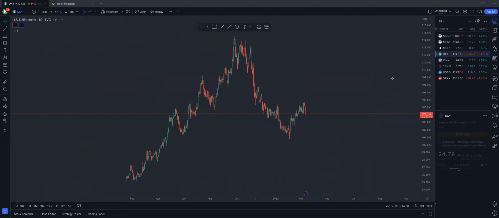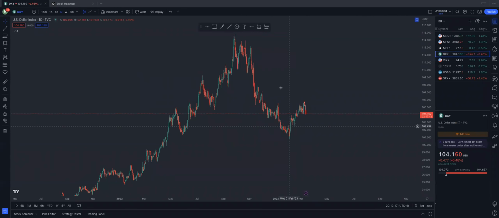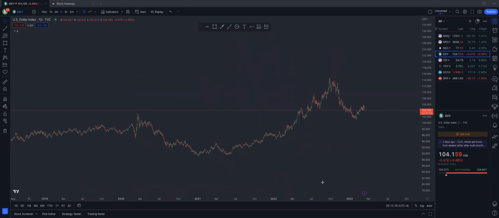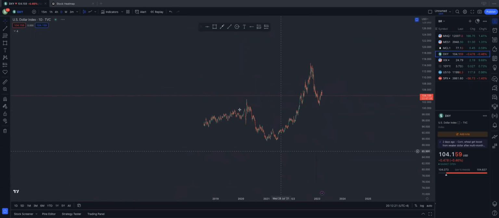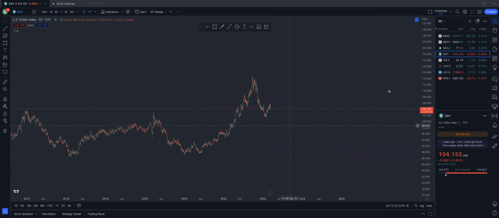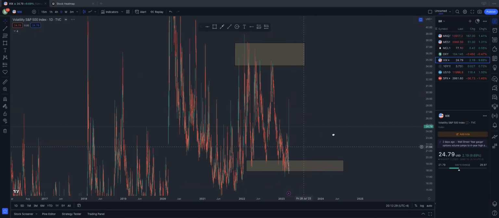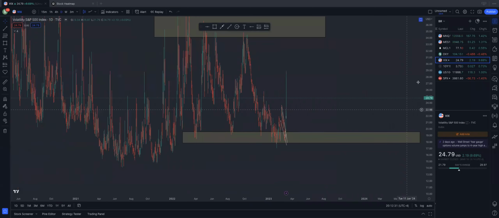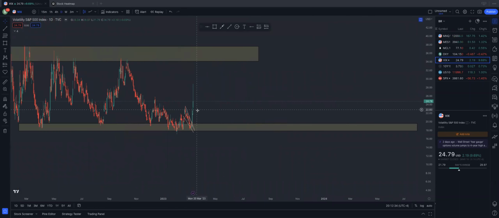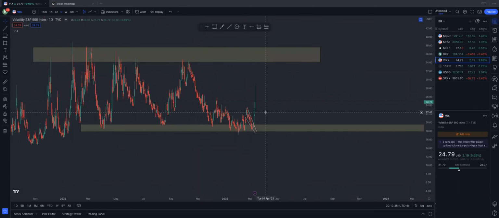As for them, they all just move in different ways. Like the dollar moves like a currency, FX. It moves like a stock a little bit, but it has trends. They all have trends. The VIX has a lot of patterns more than trends. It doesn't trend as much, but the VIX has more patterns.